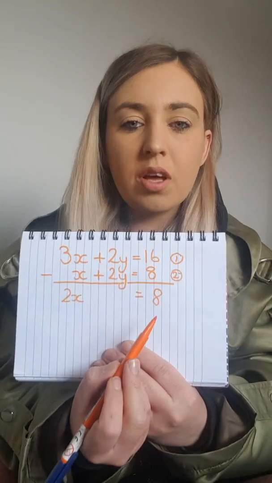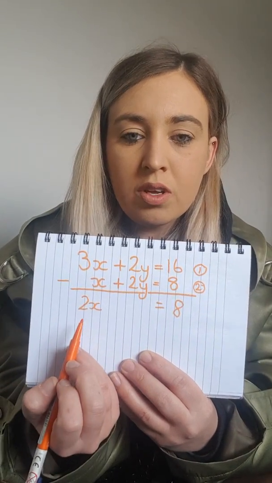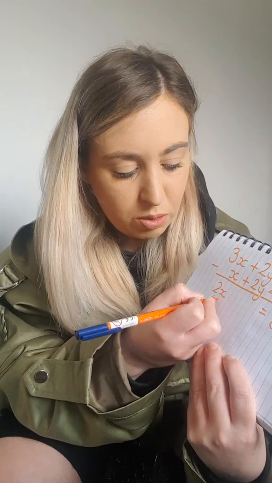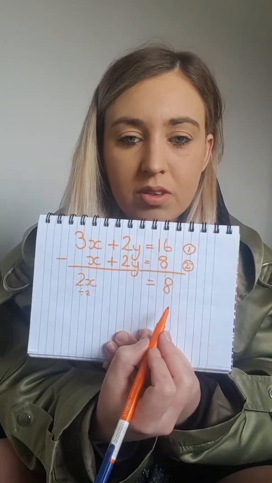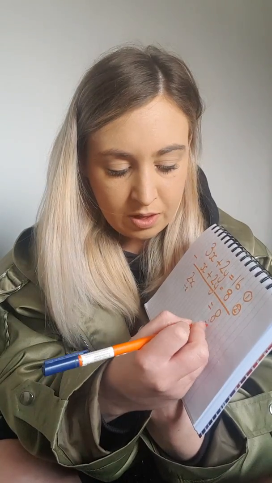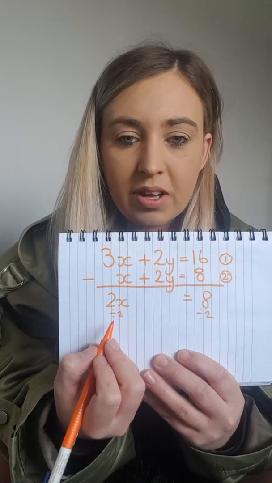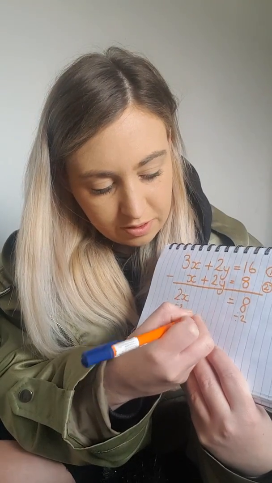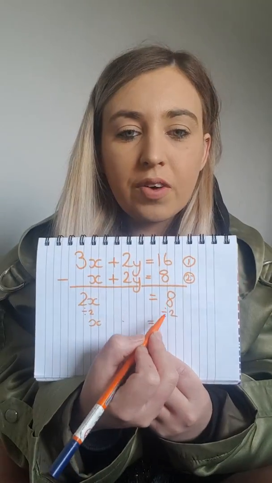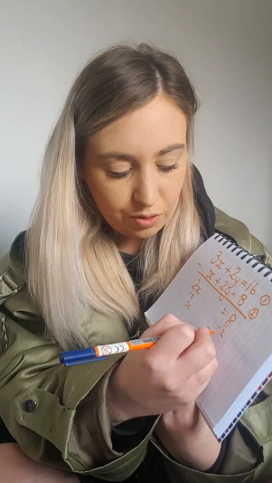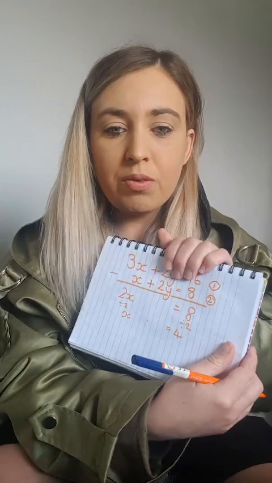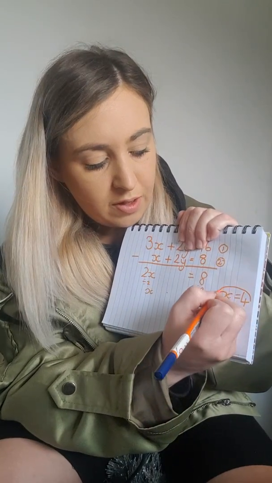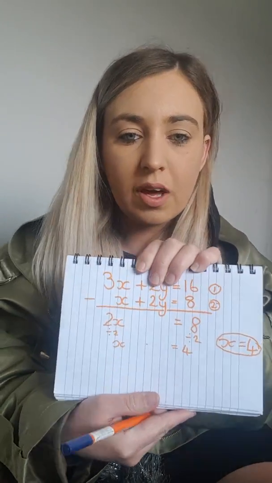So we've got a simple equation that we need to solve. So to get x on its own, we need to divide by 2, which means we must remember to do the same thing to the other side. So on this side, 2x divided by 2 will leave us with just an x. And on the other side of the equation, 8 divided by 2 will leave me with just 4. So we now know that x equals 4. So that is the first step done, okay?